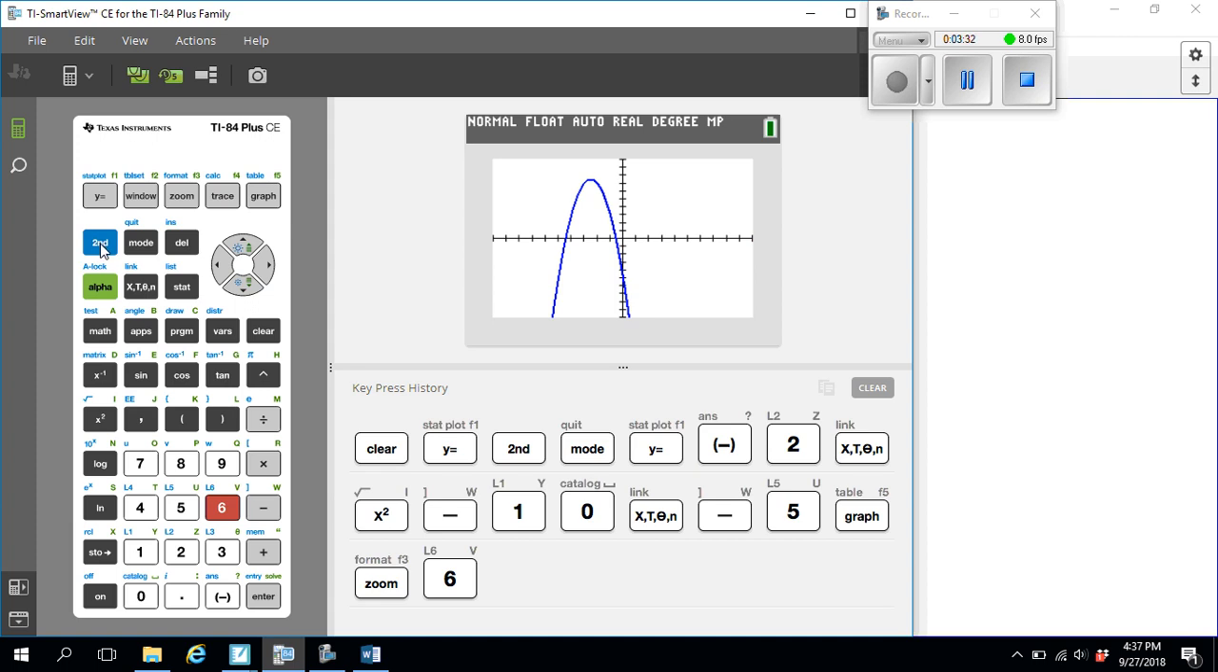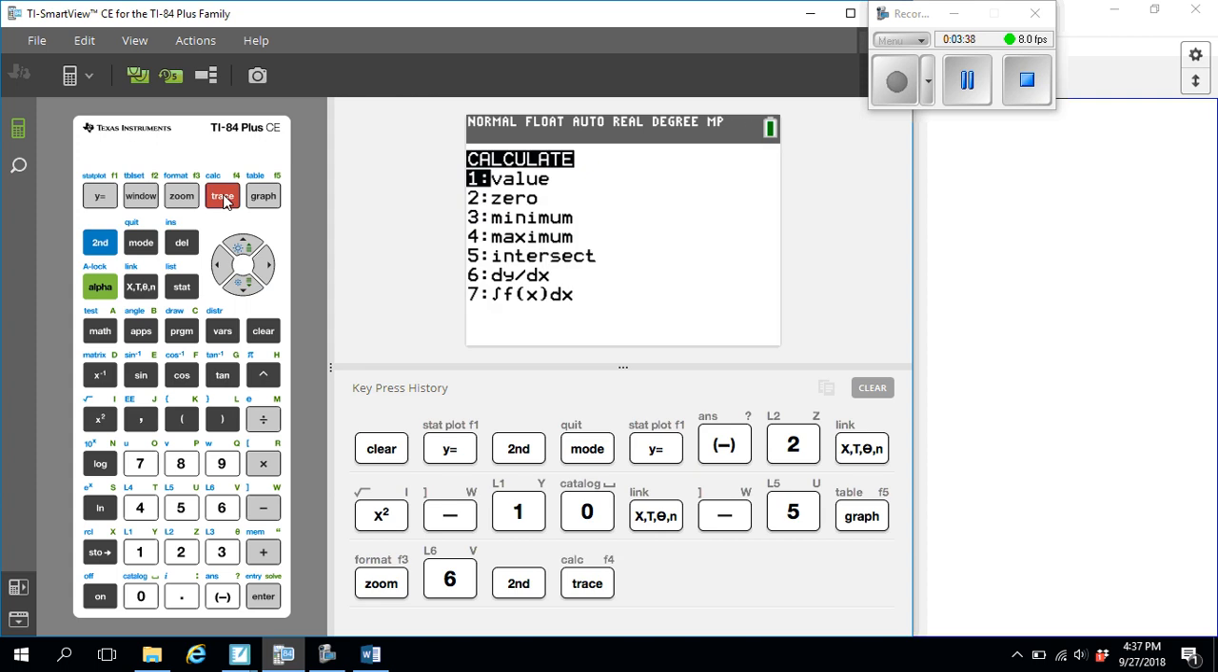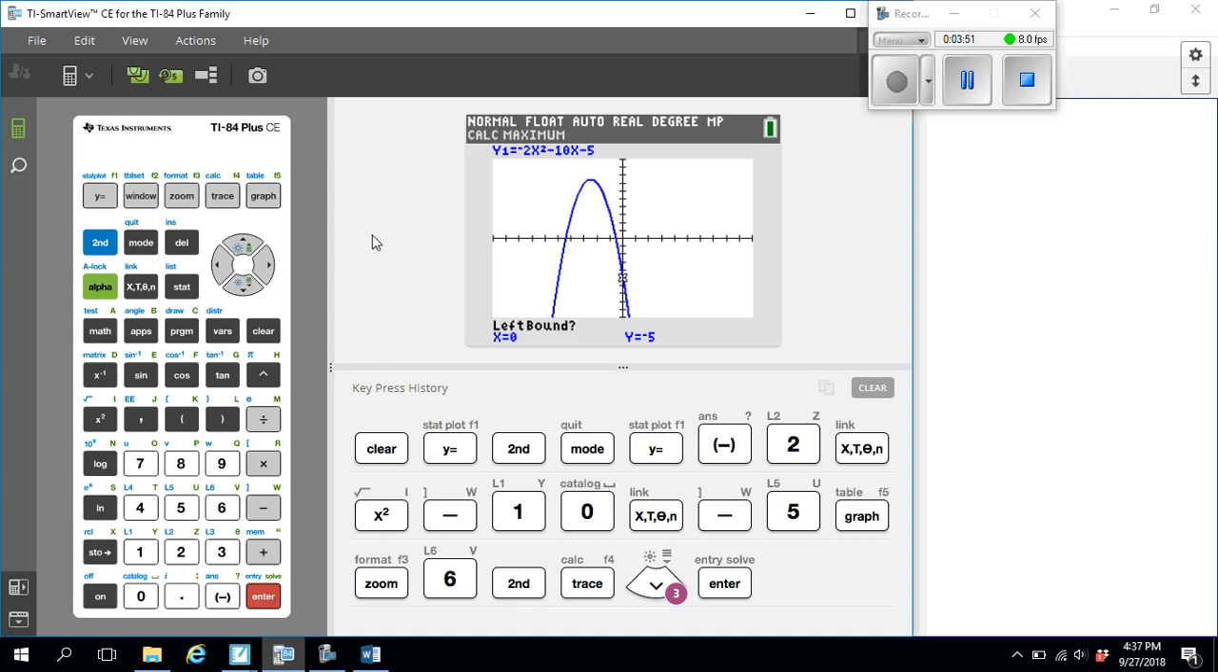So we're going to press second and then the trace button. When you do that, you see this whole list. What we're looking for is number 4, the maximum. So we're going to scroll all the way down to 4 and press enter. Up here is the equation we plugged in, and down here it looks a little bit different.